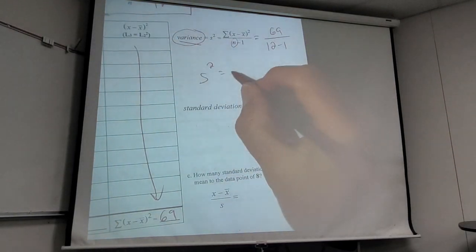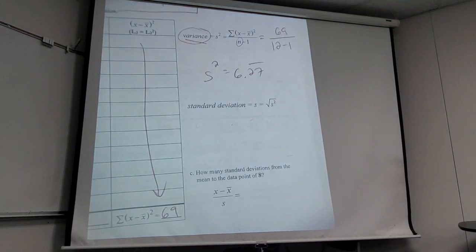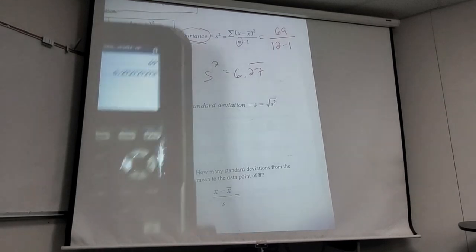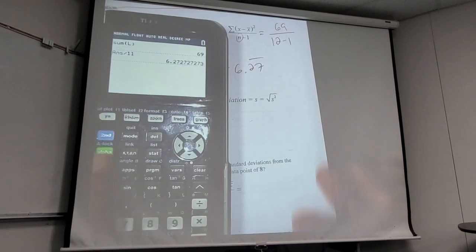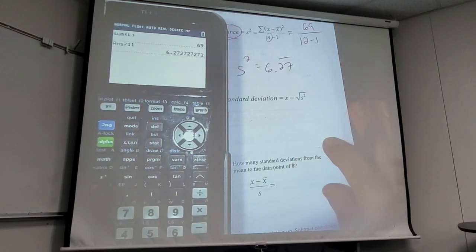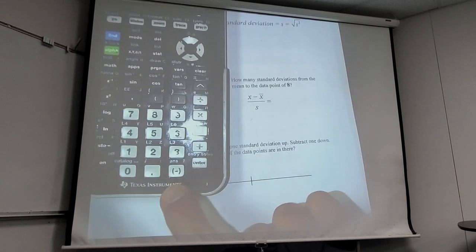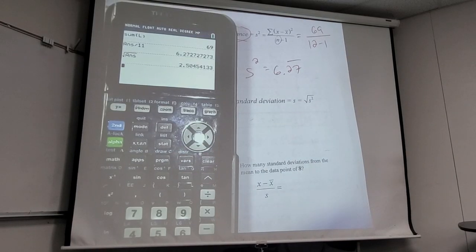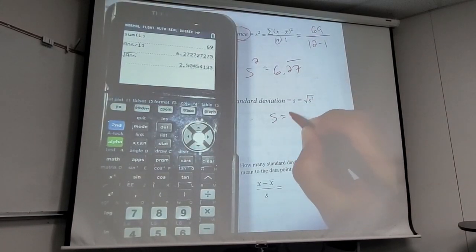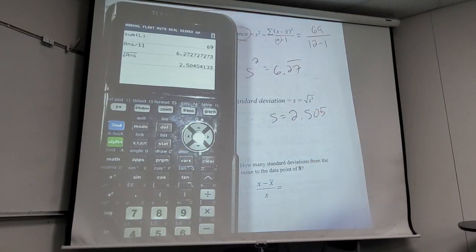6.27. Yeah, 6.27, right? So let me show you the calculator. I got that. Then I need to square root that. Do you guys remember how to do that? You hit square root of the answer button. Is it right? So then I get 2.505. If I round up, you see that? So on average, the data points are roughly 2.5 away from the mean.